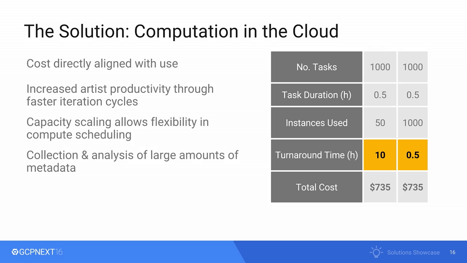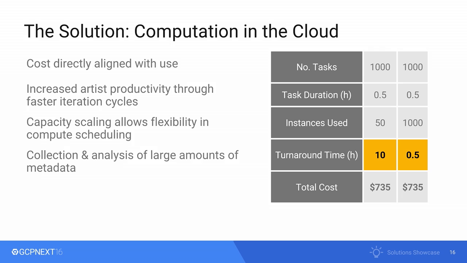If you take a look at this simple table, you can get a very clear contrast in two styles of managing work. In the first column, you see 1,000 tasks spread across 50 instances that result in a total turnaround time of 10 hours. In the second column, you see the same number of tasks spread across 1,000 instances, resulting in a turnaround time of only half an hour. Now, as you can see, there are good reasons for each example of resource allowance, but one of the biggest benefits of elastic scaling is the ability to scale up rapidly as the need demands, allowing artists to iterate faster.